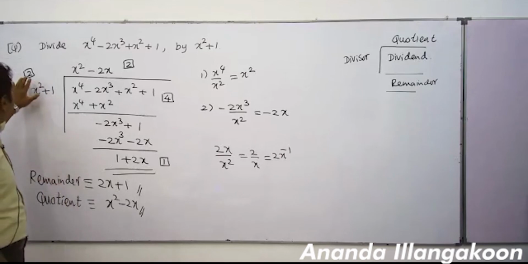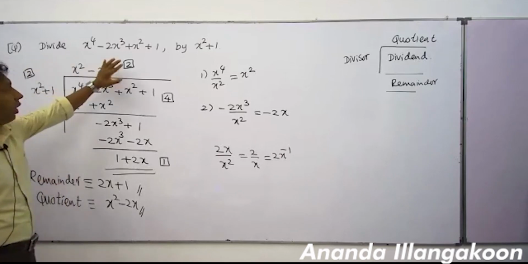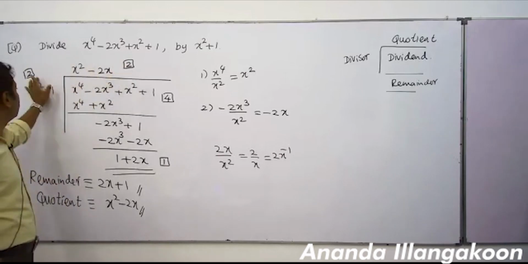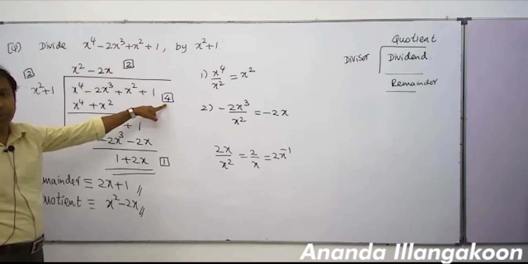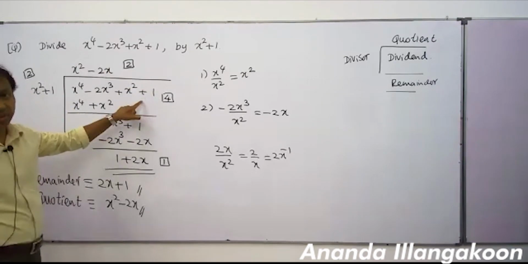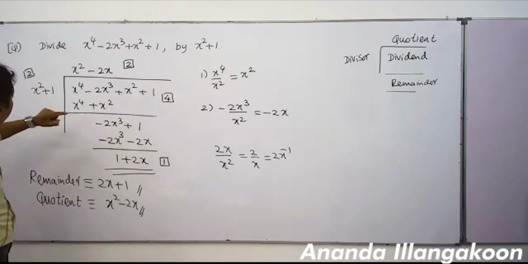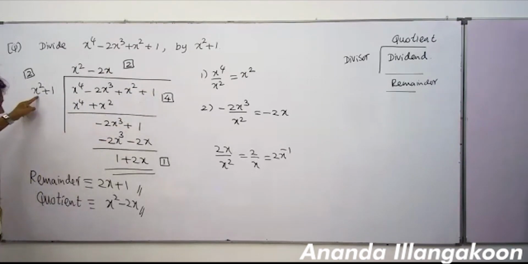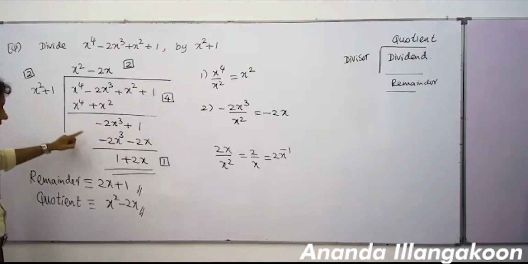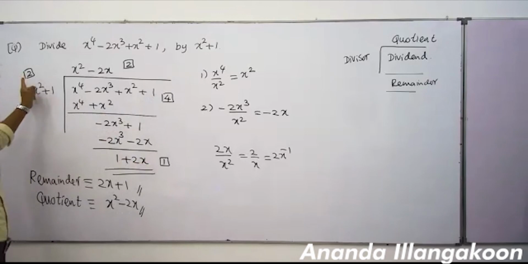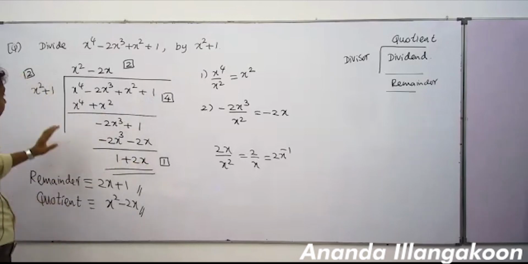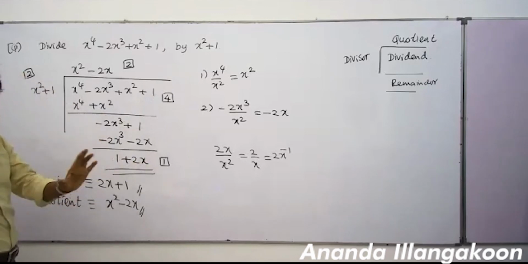When we add the degree of divisor and the quotient, 2 plus 2 is 4, equal to the degree of the dividend. And the relation between the degrees of the divisor and remainder: here 1, here 2. You can see the gap is 1. The difference 2 minus 1 is 1. That is not the relation.